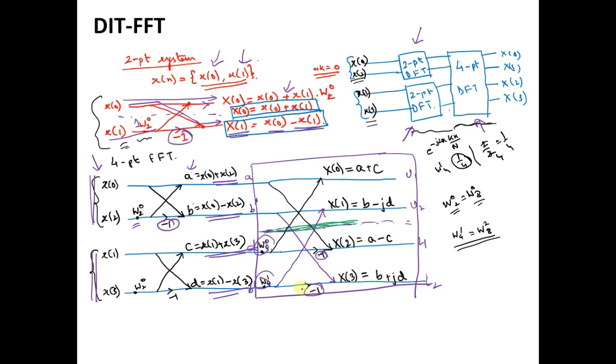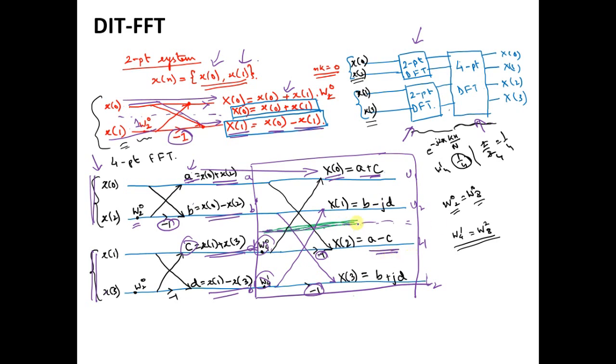Now, if you look over here, capital X of 0, what is it? It is nothing but A plus C. This is the A, it is directly going over here. And this C, it is going over here. Why? W04 is 1. So A plus C, and over here, if you see, it is A minus C.